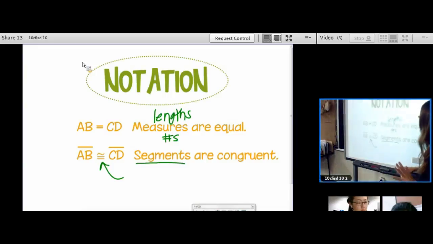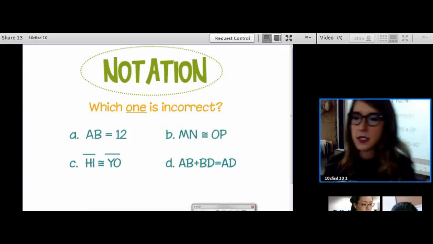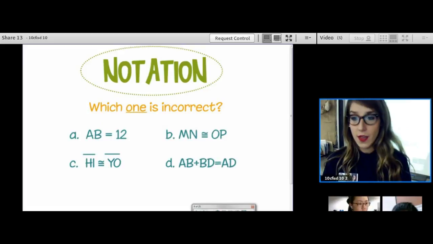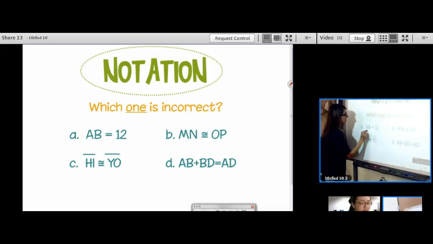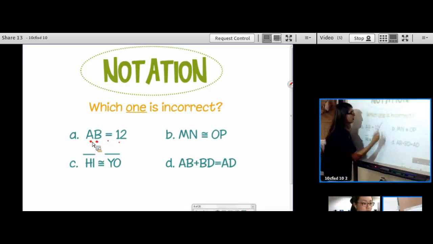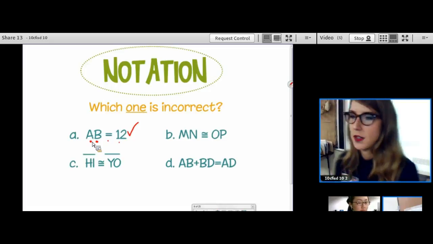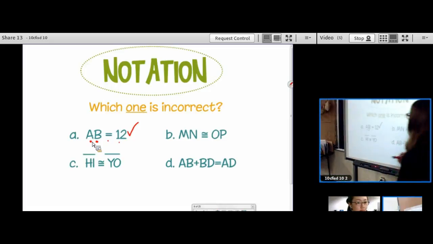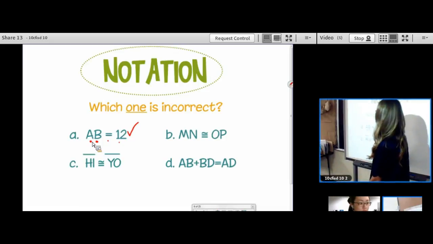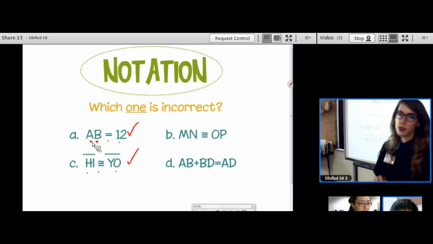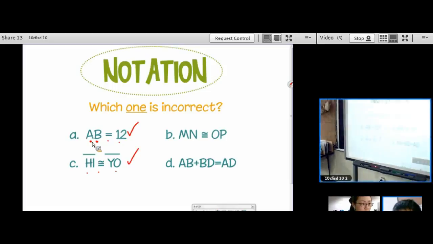Just to make sure you understand, don't put this in your notes, but decide which one of those is written incorrectly. All right, let's talk about them. AB equals 12. The distance from A to B is 12. That is correct notation. Let's look at C. Segment HI is congruent to segment YO. Those are objects. Objects are allowed to be congruent. Check.